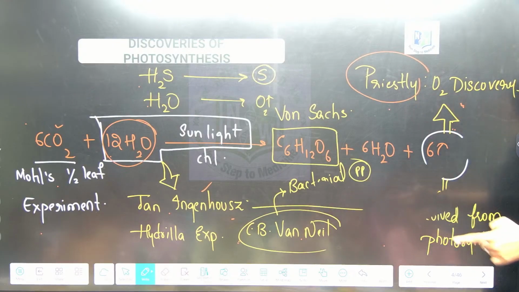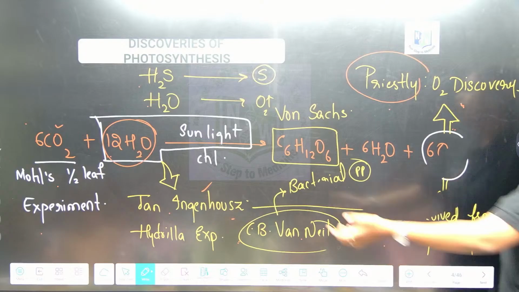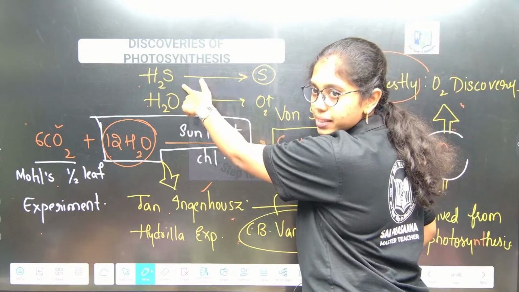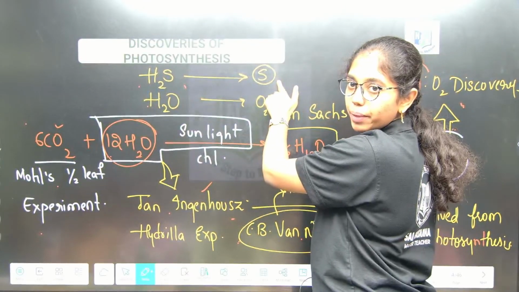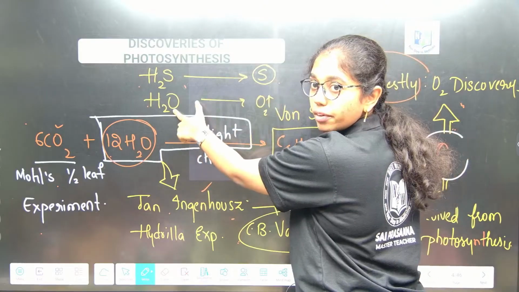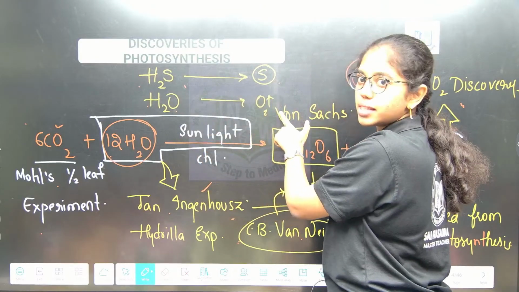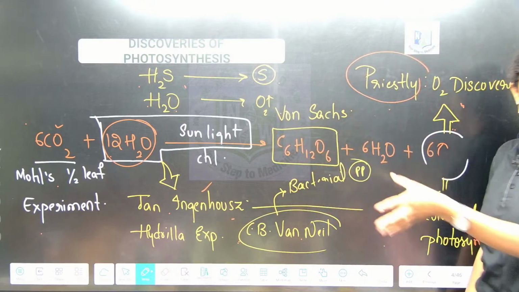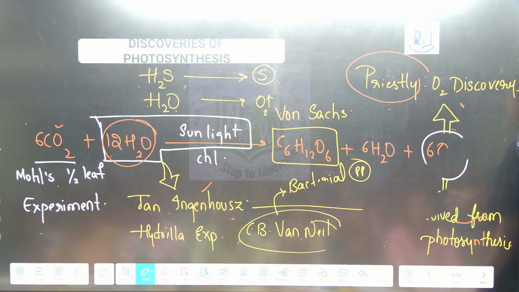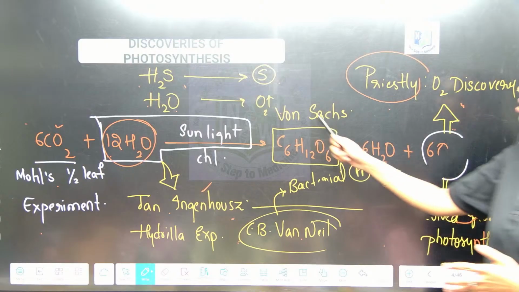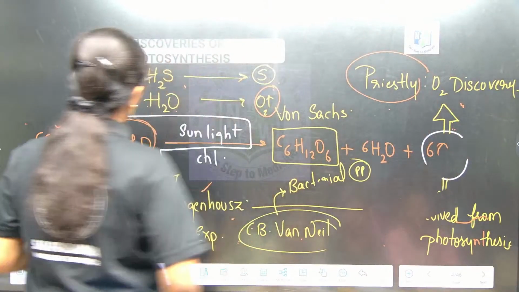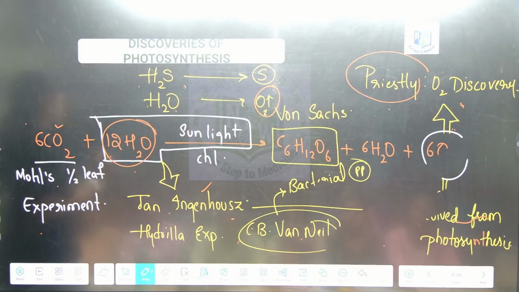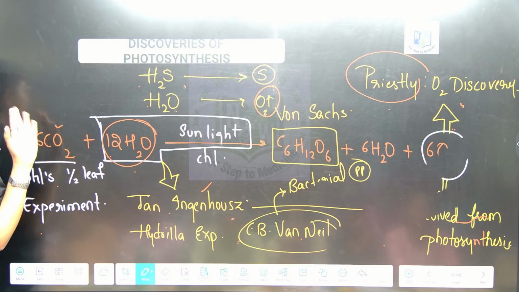Bacterial photosynthesis or anoxygenic photosynthesis, where the electron donor is H2S. Sulfur is released as a byproduct here. When water is the electron donor, what will be received? Oxygen. As simple as it is. They performed very simple experiments, not complicated ones. 10th class experiments. So see, oxygen is evolved from water. Water is the electron donor. Clear? Any doubts anywhere? This is the complete discovery part.